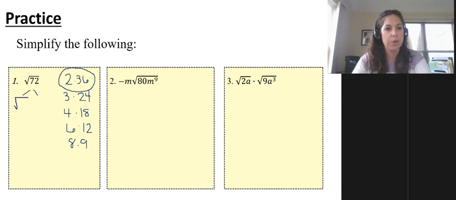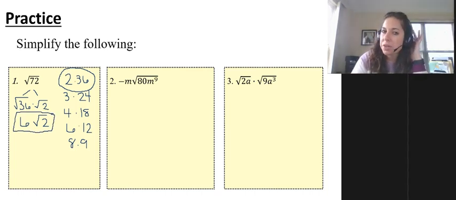So the square root of 36 times the square root of 2. That's the same thing as saying square root of 72, it's just written a different way. Now let's go ahead and simplify. The square root of 36 gives me 6. Square root of 2 can't be simplified, there's no perfect square other than 1 to give us 2. So my final answer here would be 6 square root 2.